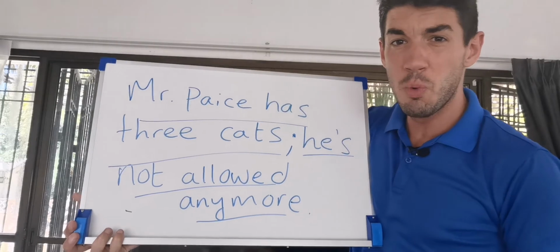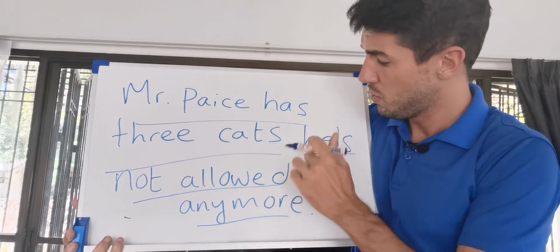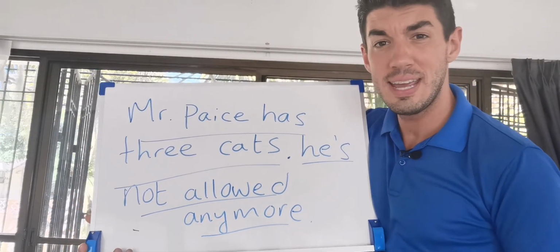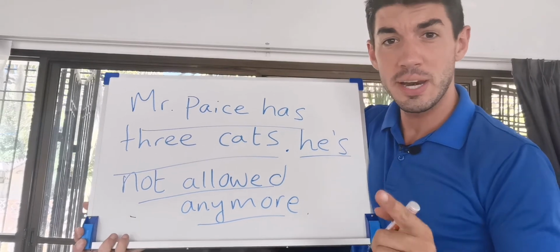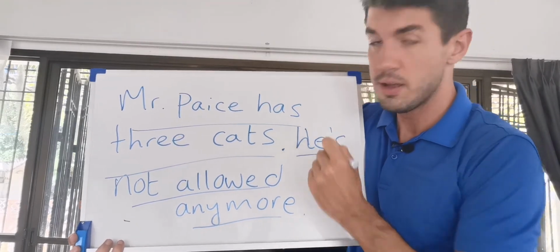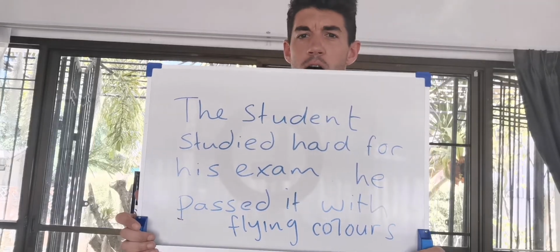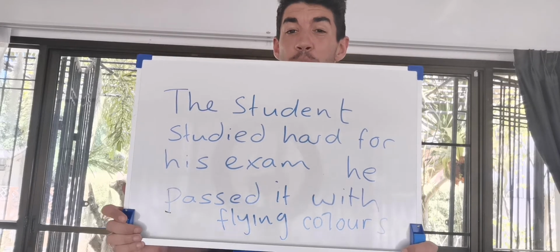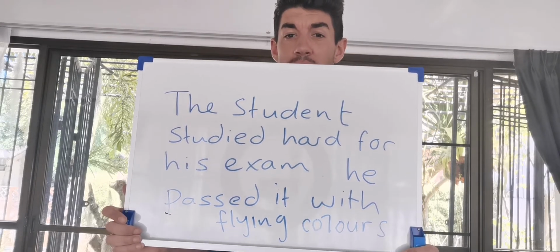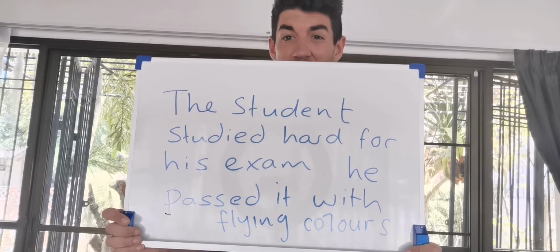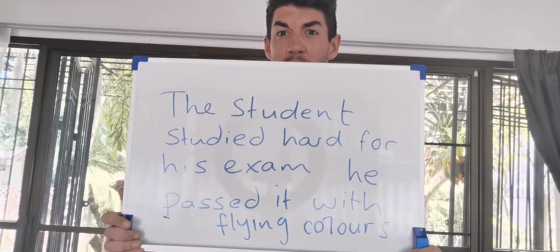And of course, if we wanted to, we could turn these two ideas into 2 separate sentences. But again, do not forget the capital letter. Now let's look at one more example. The student studied hard for his exam. He passed it with flying colours. This time, I've not included any punctuation. Do you know where the semicolon goes?